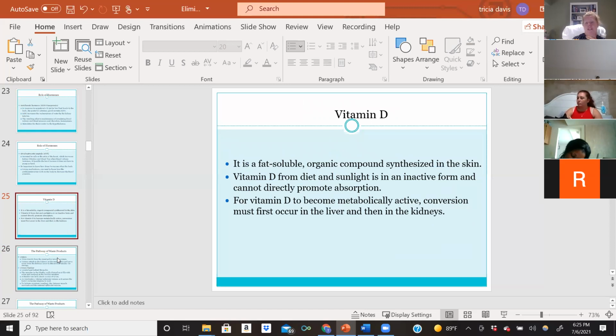The kidney is also responsible for vitamin D, which is a fat-soluble organic compound synthesized in our skin. We get vitamin D from diet and sunlight. It's not something that our body makes on its own. It's in an inactive form and cannot directly promote absorption. For vitamin D to become metabolically active, conversion must first occur in the liver and then in the kidneys.